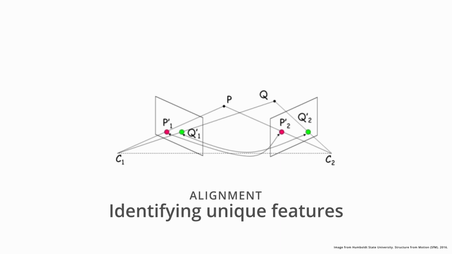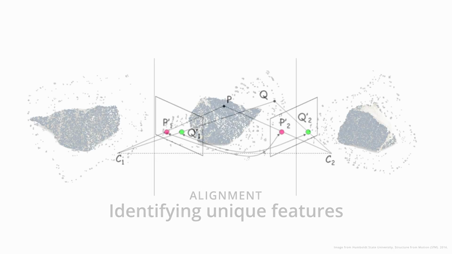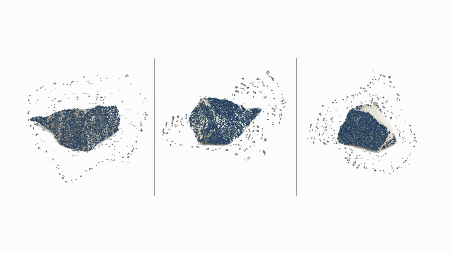And that is done by identifying unique features in each of the images. As seen here, we've got 2 photos that have both imaged the unique features P and Q. In each of the photos, however, their locations are slightly different, and we can use this difference to calculate their depth. These correlations have been visualized on the rock samples shown here, in which each of the blue dots is a known unique feature on a different photo.